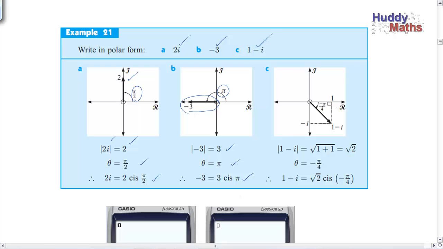1 take i down here, so there's the angle, isn't it? This is 1 and 1 here, and so the length of this is going to be root 2, or square root of 1 plus 1. And here the angle is clearly down in the 4th quadrant, which we have the convention, remember. We're going to go from neg pi to pi, and therefore it's neg pi on 4. So 1 take i is root 2 cis neg pi on 4. Okay, getting the hang of it.